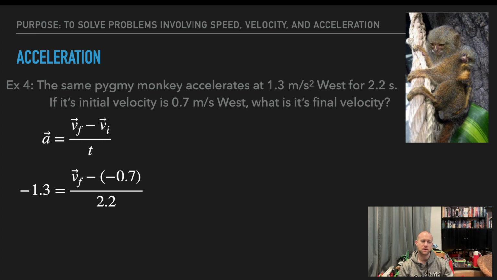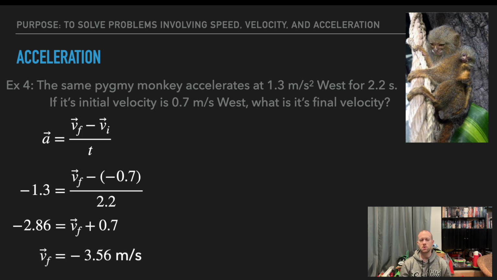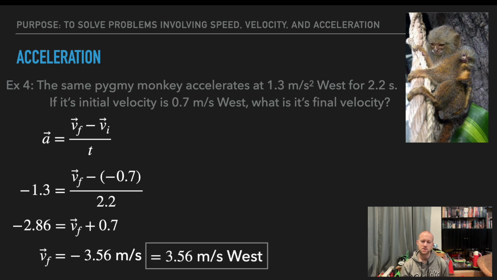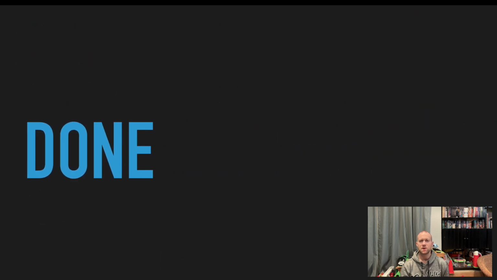Let's do some algebra. So times by 2.2 on both sides. Then we're going to subtract 0.7, and this is your final velocity. Again, don't leave this as negative. You want to indicate that this is in the west direction. So there is your final velocity. There we go. So that was a quick one. That is this lesson.